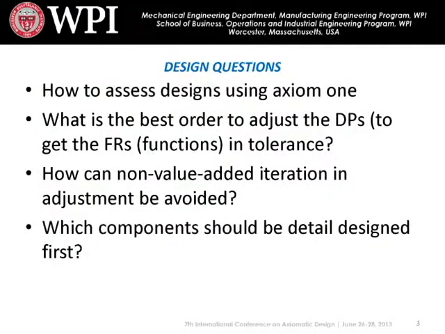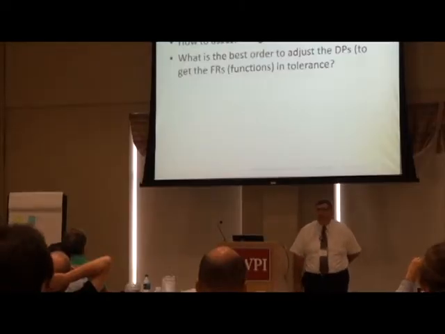And so we might want to answer some questions. What's the best order of adjustment to adjust the DPs to get the FRs? We might not know what is the most important one because we don't have a good way to understand what DP affects which FR. How do we know if the design satisfies Axiom 1? What does Axiom 1 say?